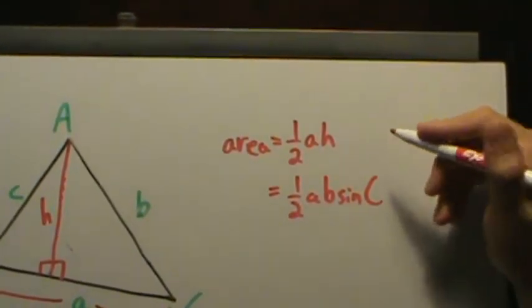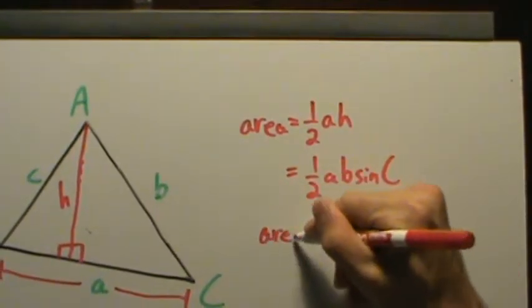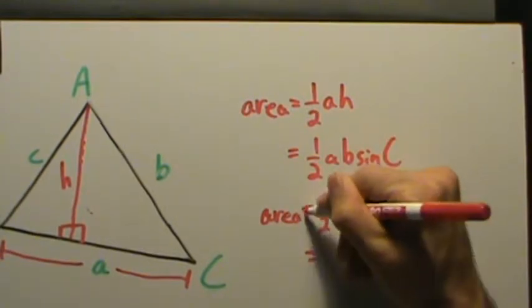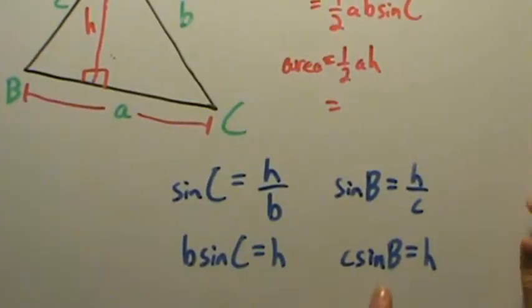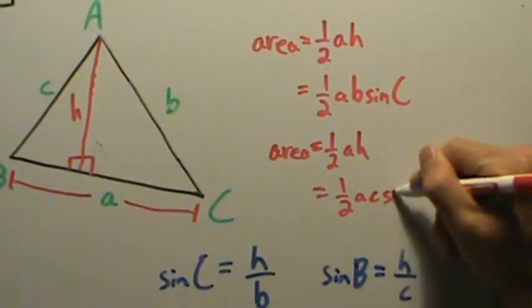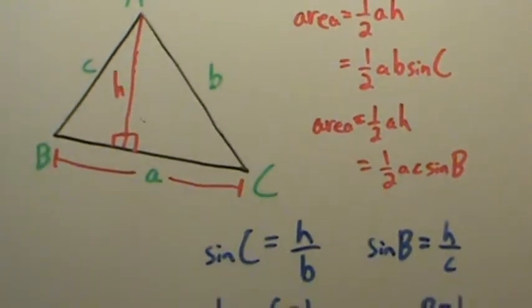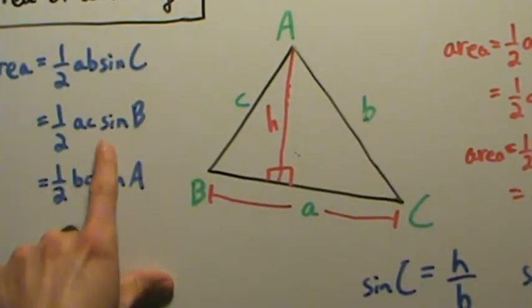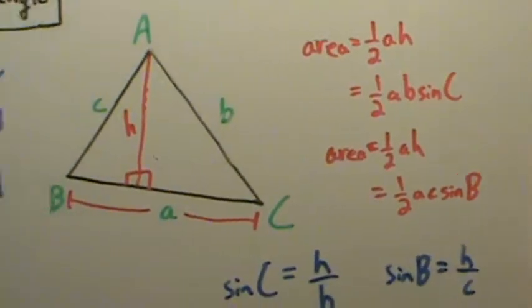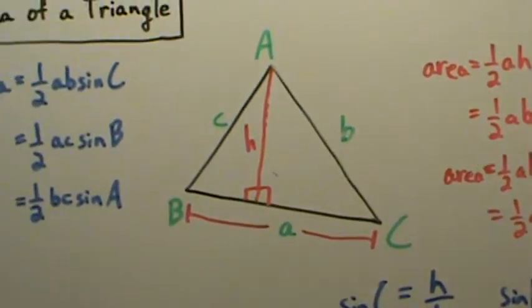So we could also say area equals 1/2 times A times H, and instead of using this one, we can just use this one. H is c times sine of B. So this becomes 1/2 times A times c sine capital B. And that's the second formula right here. 1/2 ac sine B is the area of the triangle. So that's what's going on there.